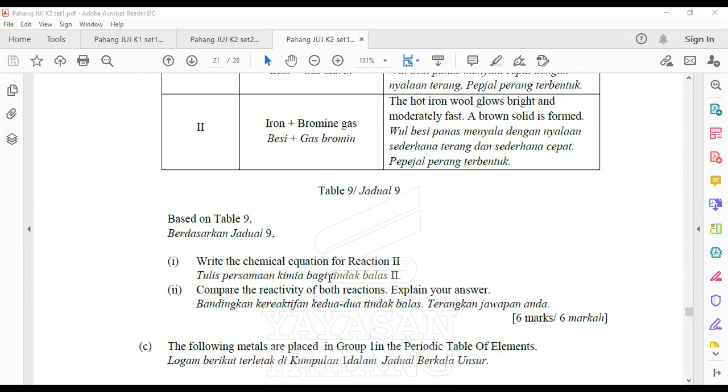Write chemical equation for reaction 2. Can you see reaction 2? Just now we have written. And compare the reactivity of both reactions. Can you see the word compare? Compare. So which is more reactive?